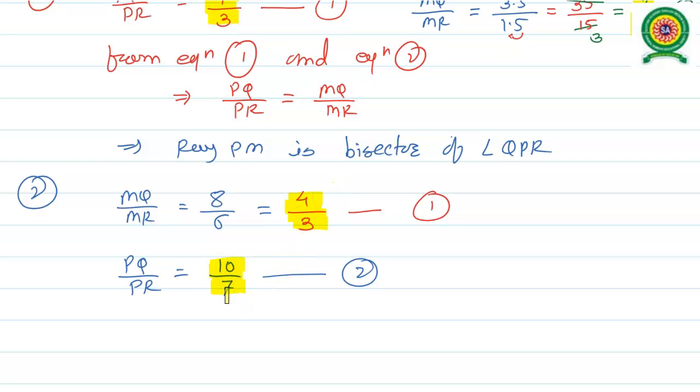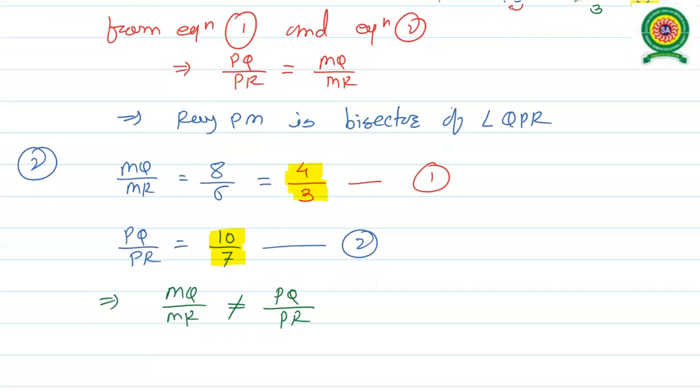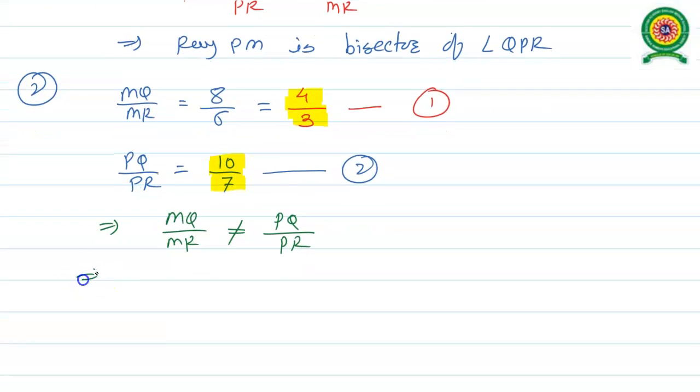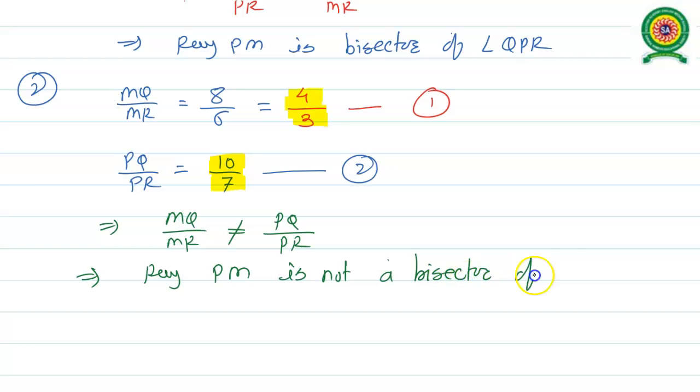We have 4 by 3 and 10 by 7 that are not equal, so we are writing here MQ divided by MR is not equal to PQ divided by PR. You may find PQ by PR first, and after that MQ divided by MR, it doesn't matter. Since the given ratios are not equal, we can easily say ray PM is not a bisector of angle QPR.